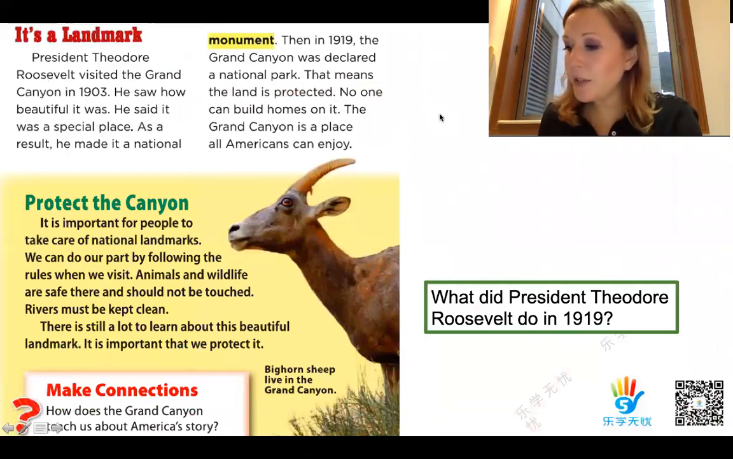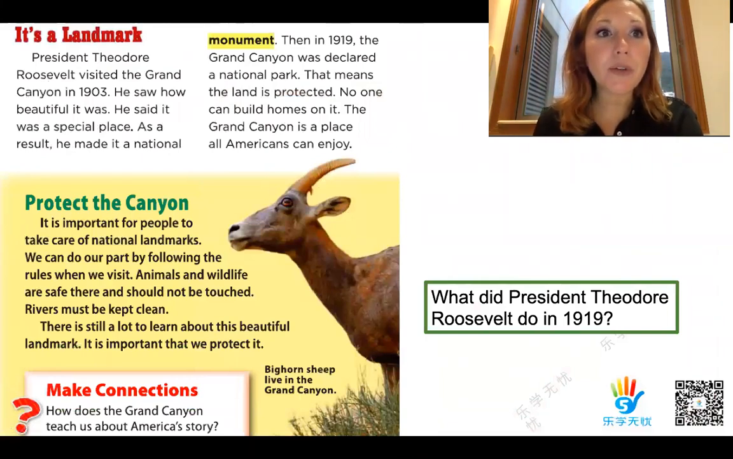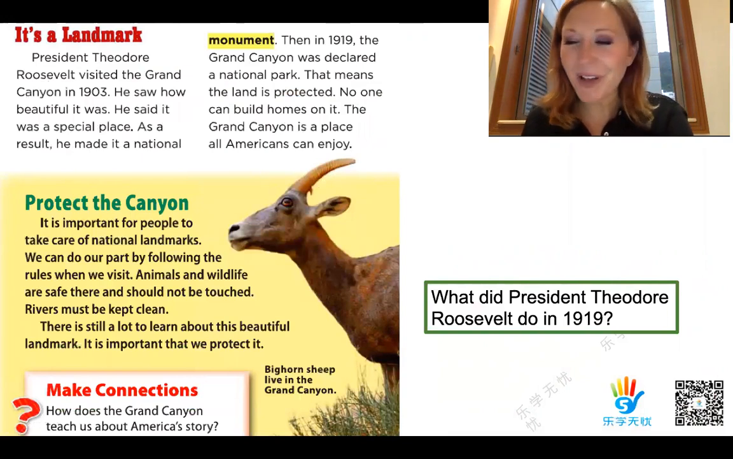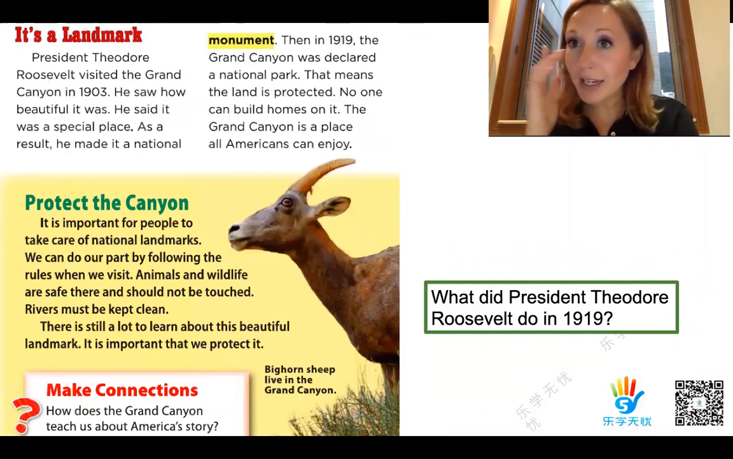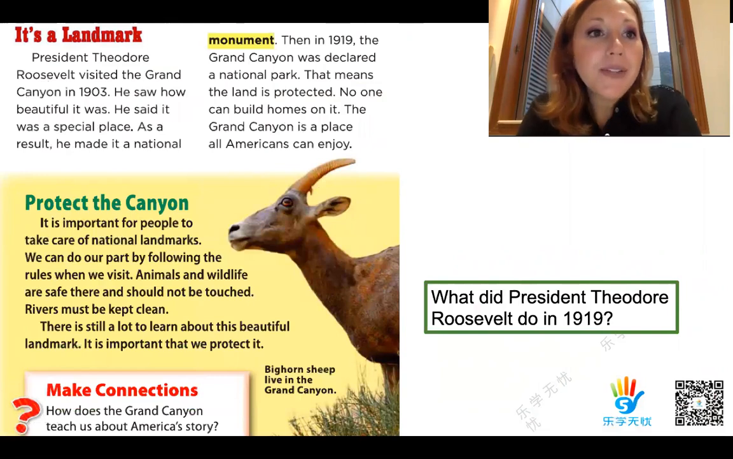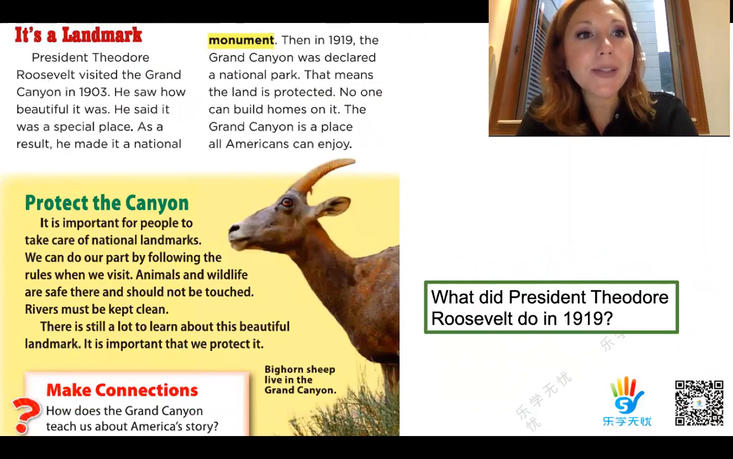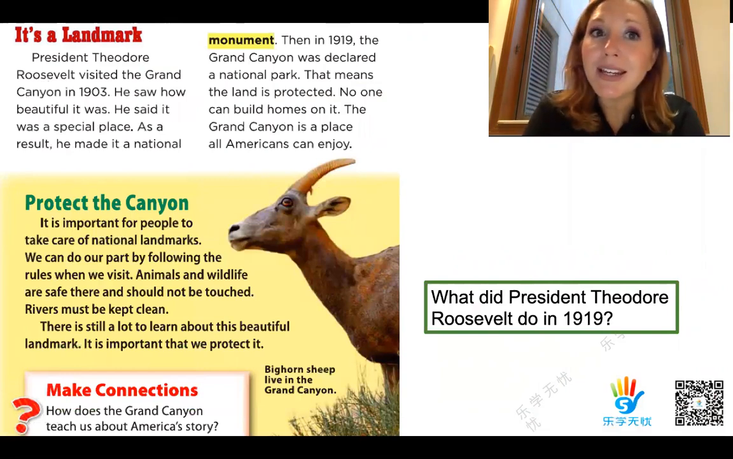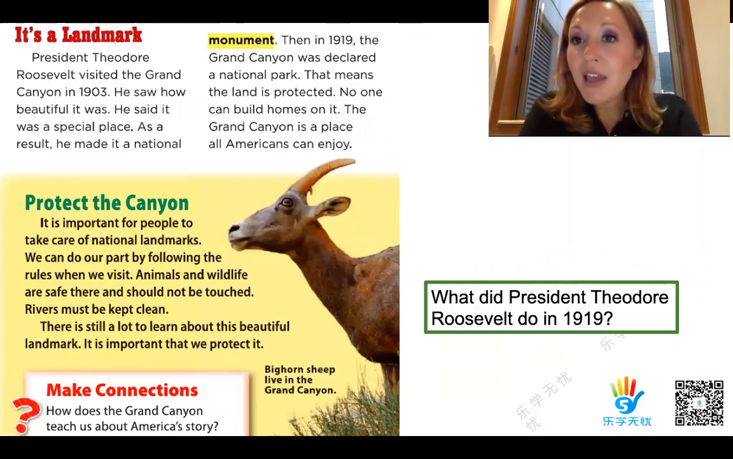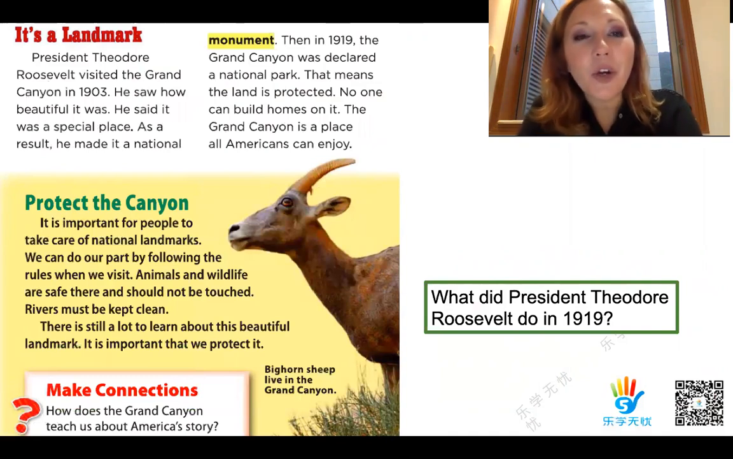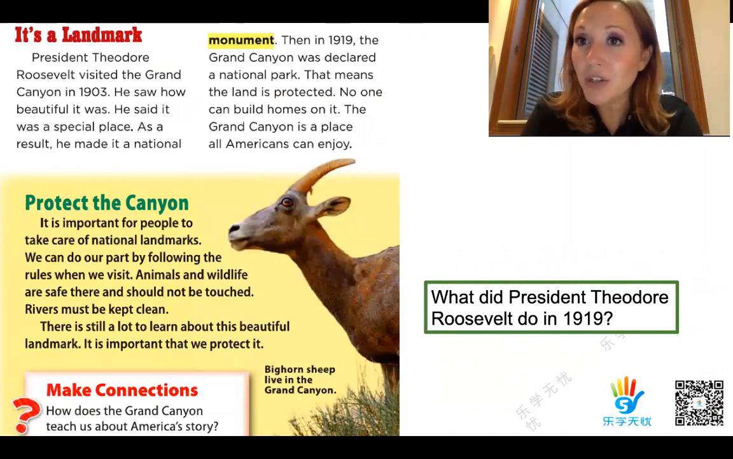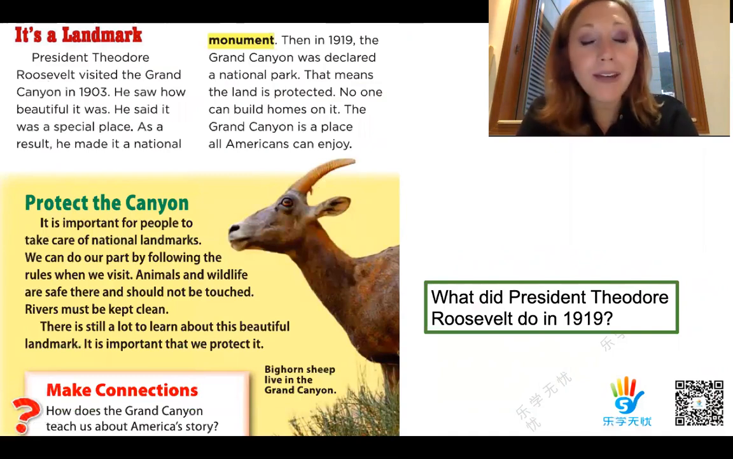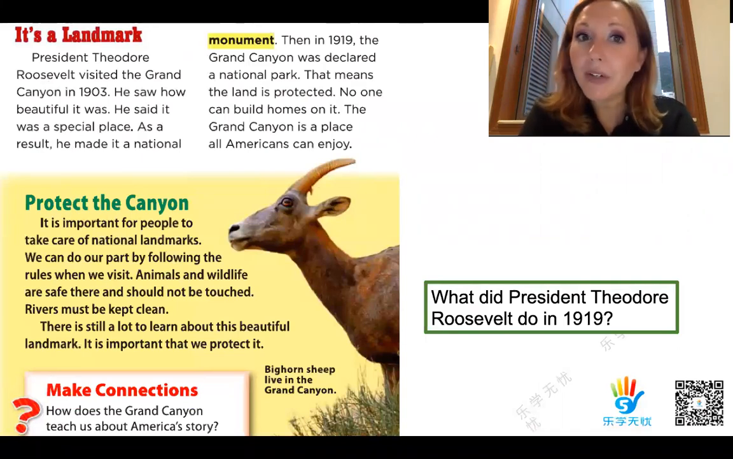It's a landmark. Theodore Roosevelt, or President Theodore Roosevelt, visited the Grand Canyon in 1903. He saw how beautiful it was. He said it was a special place. As a result, he made it a national monument. Then in 1919, the Grand Canyon was declared a national park. That means the land is protected. No one can build homes on it. The Grand Canyon is a place all Americans can enjoy.